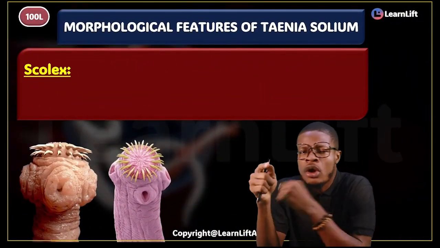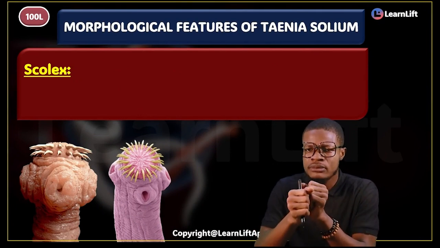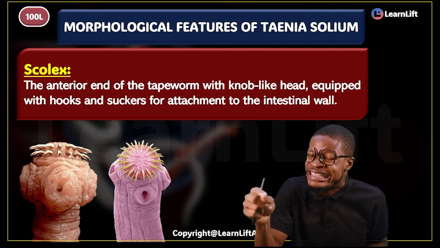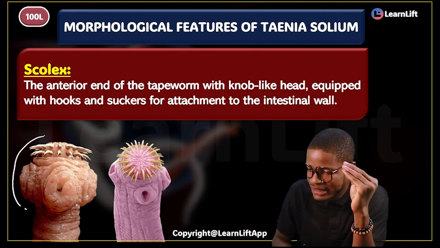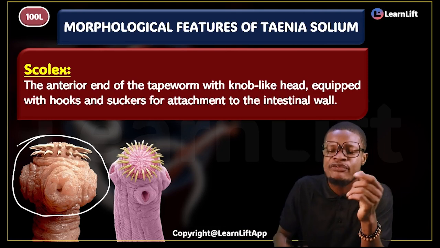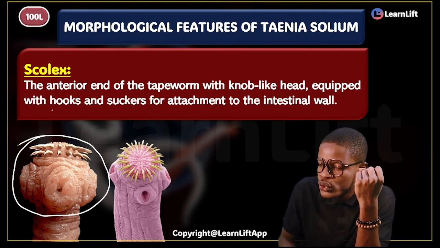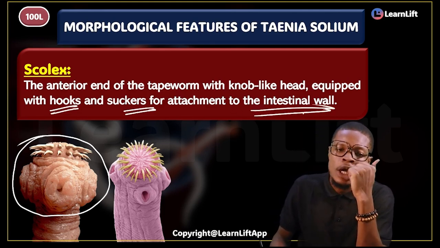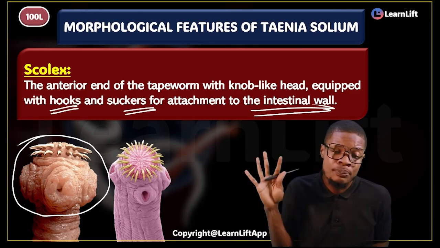Now, let's go. Under the morphological features of Taenia solium, number 1 is called scolex, right? What is the function of scolex? Very fast. You must understand that it is the anterior end of the tapeworm. It forms a knob-like head that is equipped with hooks and suckers for attachment to the intestinal wall. So what is the function of the hooks and suckers? For attachment to the intestinal wall, period.